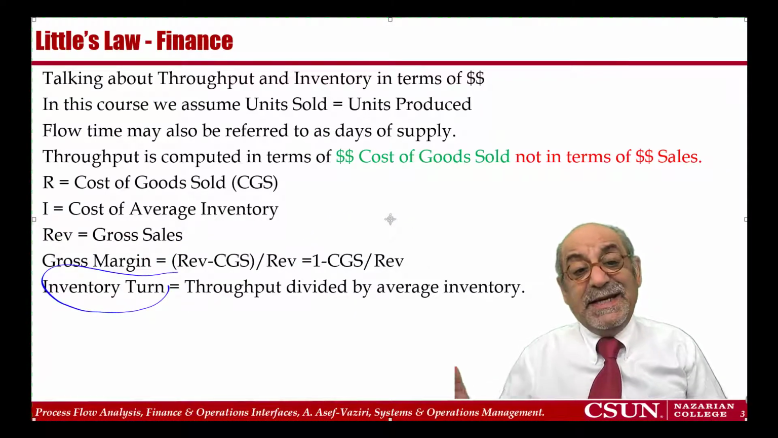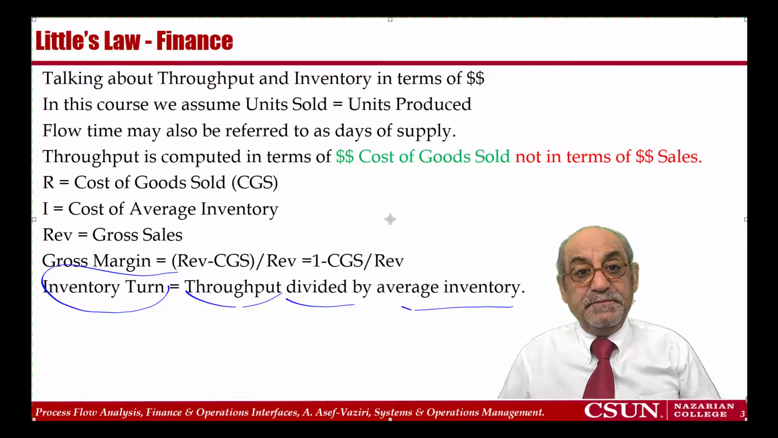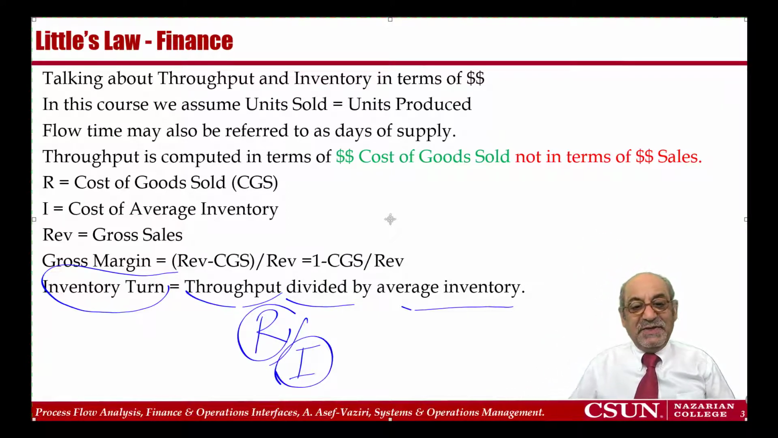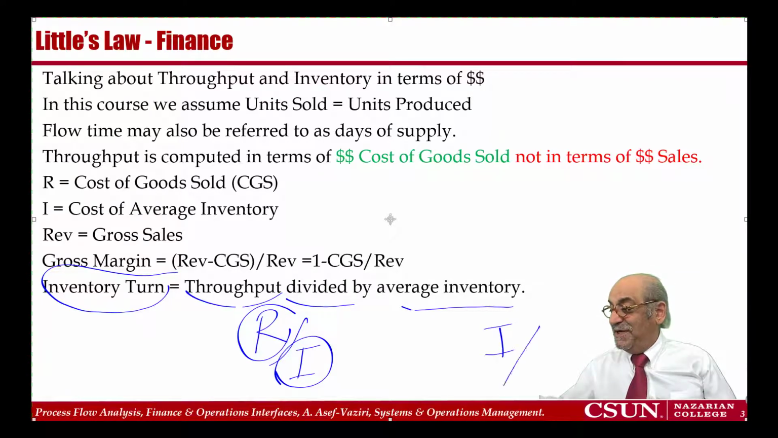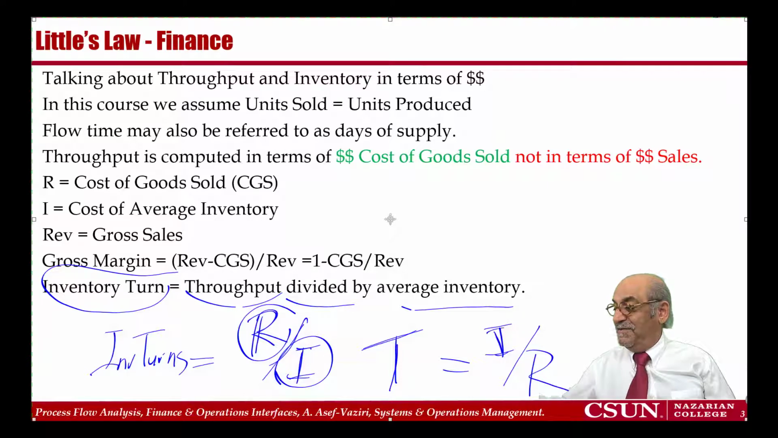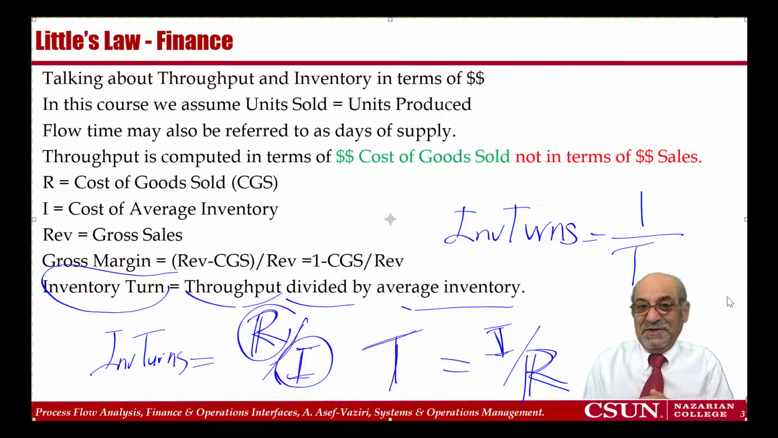Inventory turn is a term defined by finance people, and that is throughput divided by average inventory. If we look at this, we may remember something. We also have something called average inventory divided by throughput, and we call it flow time. Inventory turns: throughput divided by average inventory. Flow time: average inventory divided by throughput. Therefore, inventory turns is indeed 1 over flow time, or flow time is 1 over inventory turns.